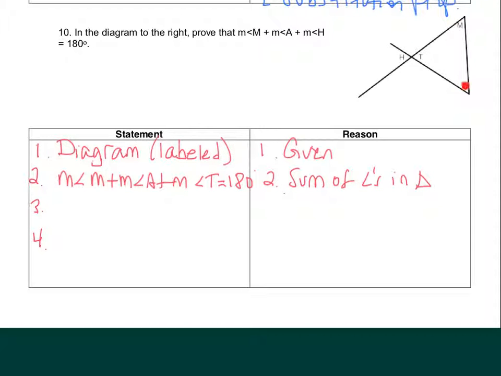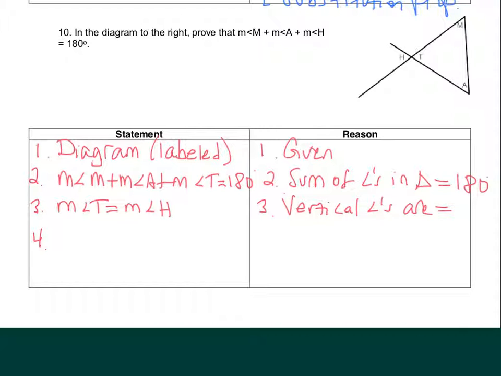Measure of angle M plus measure of angle A plus measure of angle T is 180 because the sum of the angles in a triangle equals 180 degrees. Okay, let's see what you do next. Okay, next step. Measure of angle T equals measure of angle H because vertical angles are equal. You can say congruent, but in this case I said equal because we're in equality.